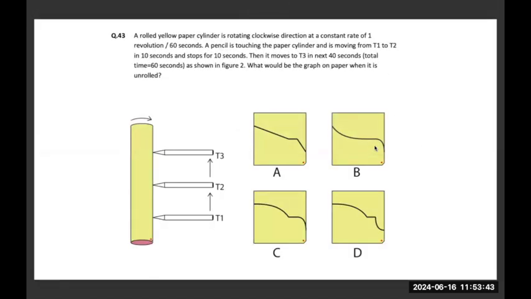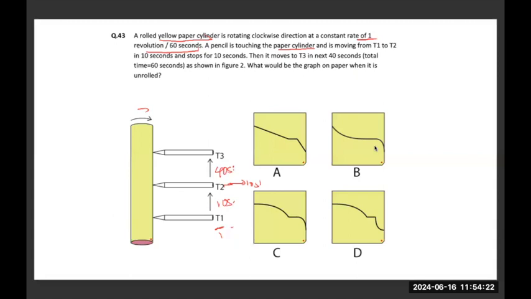The first question. What you're given here is a rolled yellow paper cylinder that is rotating in clockwise direction at a constant rate of 1 revolution per 60 seconds. A pencil is touching the paper cylinder and is moving from point T1 to T2 in 10 seconds. It stops at T2 for 10 seconds, then moves to T3 in the next 40 seconds, which in this way completes a total of 60 seconds: 10 plus 10 plus 40.